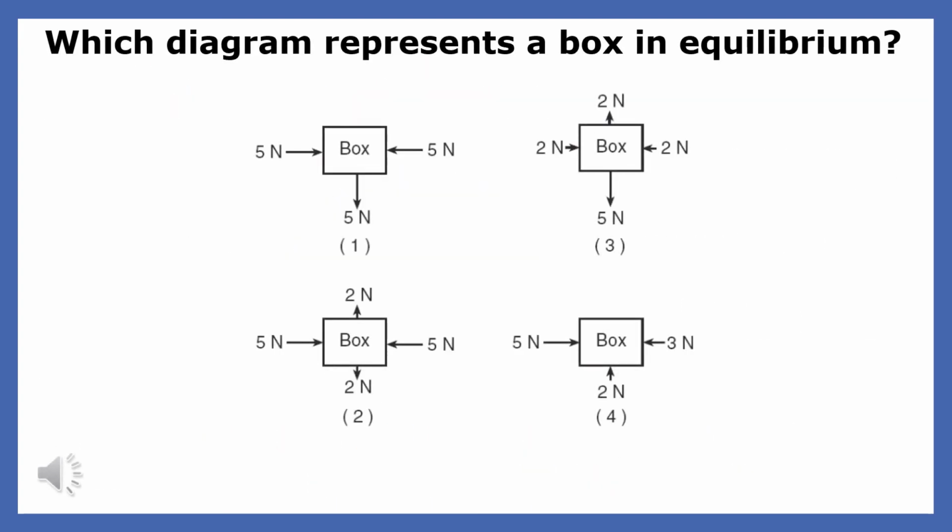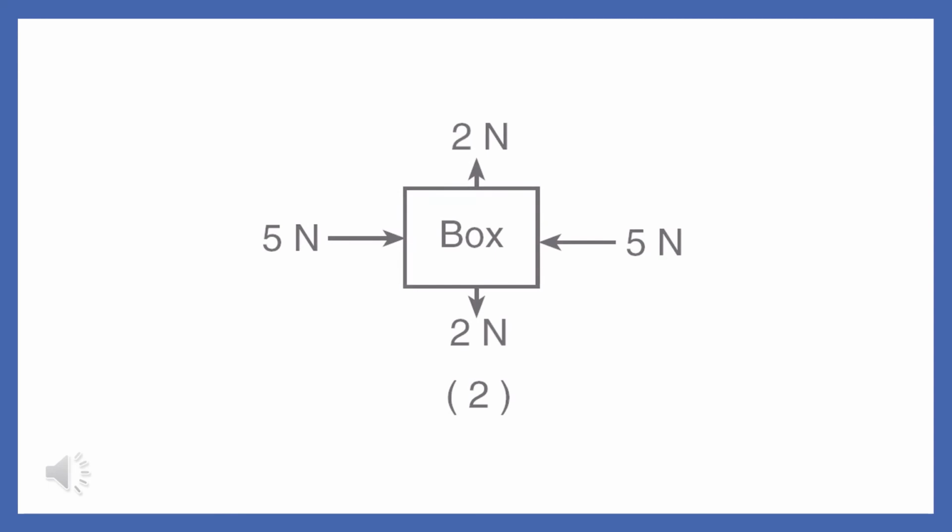Which diagram below represents a box in equilibrium? Only in choice 2 are all the forces balanced. The answer is choice 2. Only choice 2 is in a state of equilibrium because the forces pointed towards the left are balanced by the forces pointing towards the right, and the forces going up are completely balanced by the forces going down.